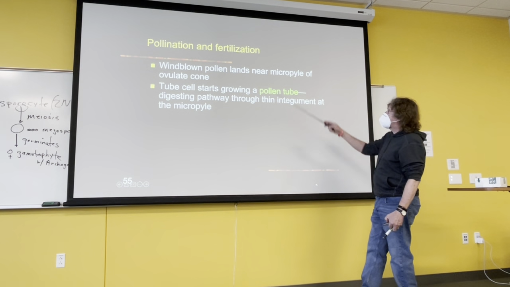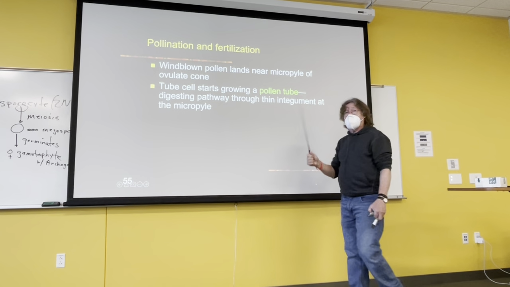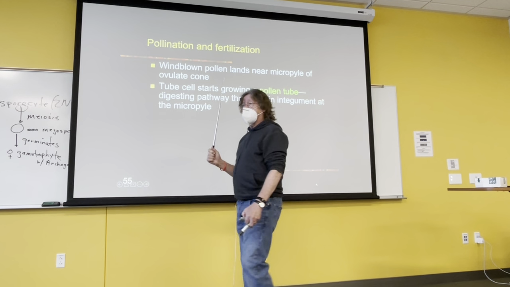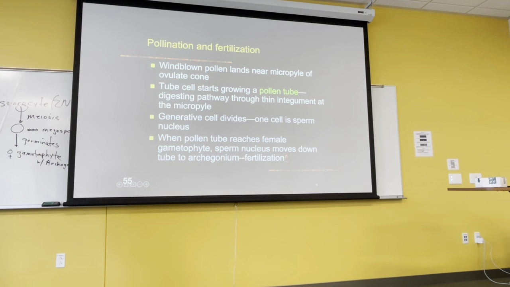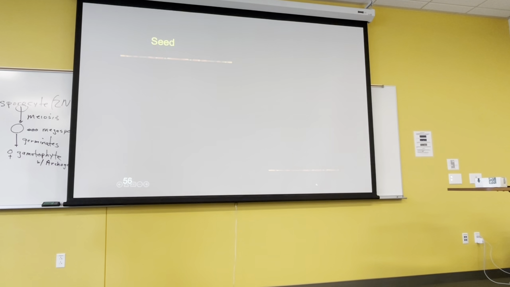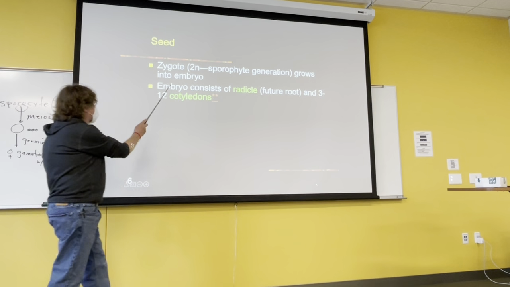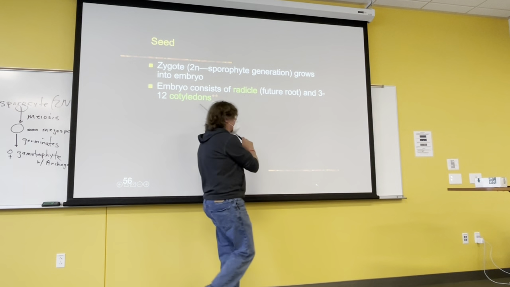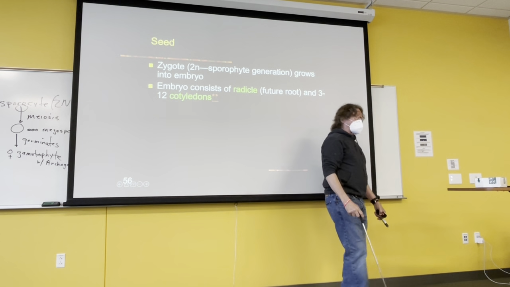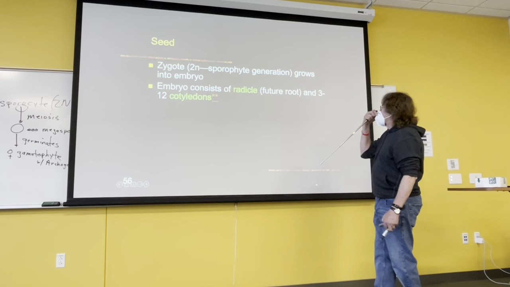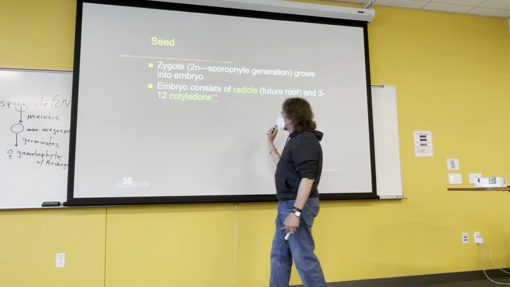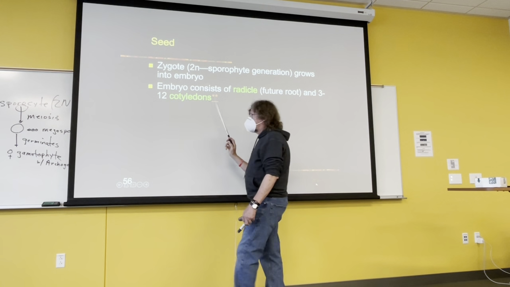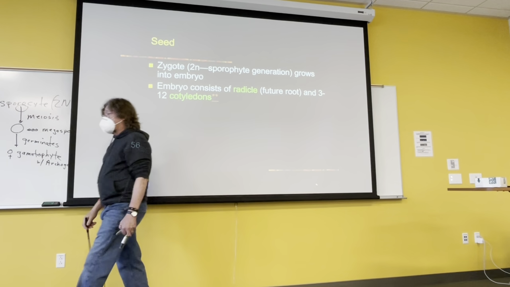All right, so keep it straight that pollination and fertilization are not the same thing. They are 2 different events. Now, the embryo itself consists of a tip that's called the radicle. The radicle will become the root. And then it will have anywhere from 3 to 12, depending on the species of the plant, cotyledons.